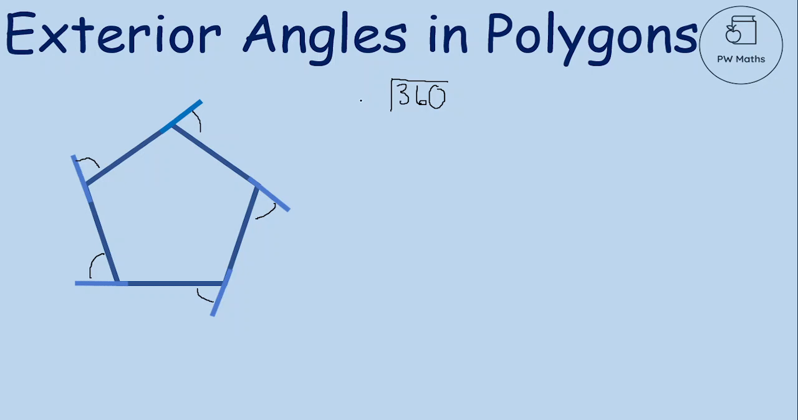In this case, I've got a pentagon. That's a 5-sided shape, so there are 5 exterior angles. Dividing 360 by 5, we can see that the exterior angles of a pentagon are going to be 72 degrees.